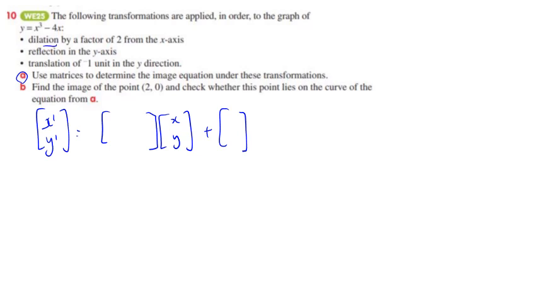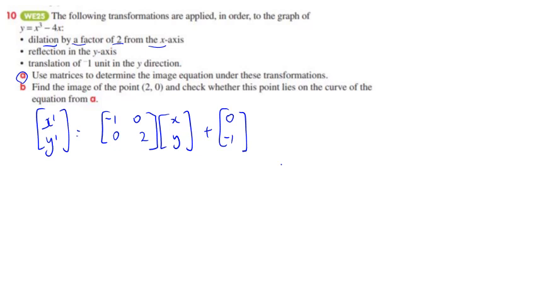So we've got a dilation by a factor 2 from the x-axis. Generally speaking, that means we're going to put a 2 down here where the y was. We're going to do a reflection in the y-axis, means we're going to have a negative 1 up here, and we're going to put zeros in the other slots there, and then we've got a translation of negative 1 units in the y direction, in which case we're going to have a 0 here and negative 1 here. So we've used our matrices, we've done what we've been told to do.